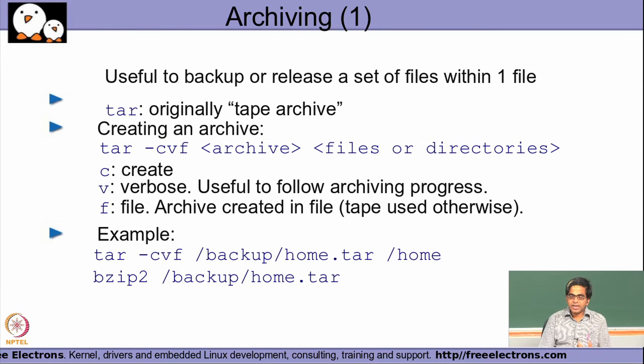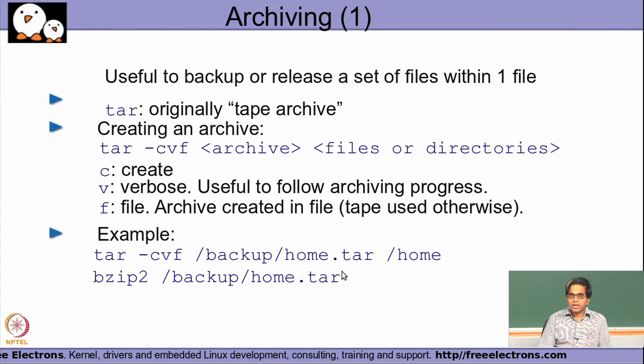As we have seen before, the compressed file, when you run the bzip2 command, will be created with the .bz2 extension. So in this case, since we are giving the file name as home.tar, it will create a file called home.tar.bz2 in the same location, /backup.